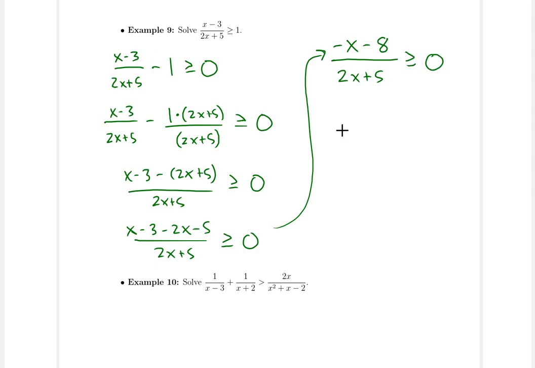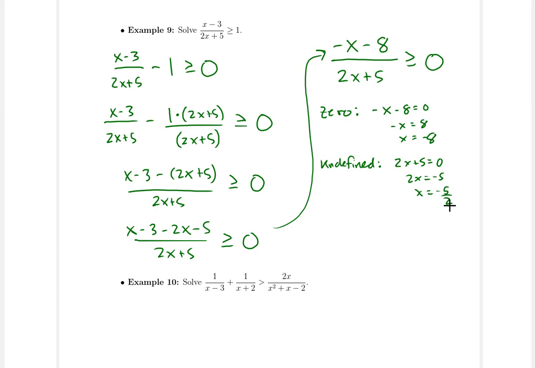So, once again, we got to figure out when this thing is going to be 0. Well, clearly, when negative x minus 8 equals 0, which means negative x equals 8, which means x equals negative 8. So that's my 0. And we are undefined when 2x plus 5 equals 0. So 2x equals negative 5, so x equals negative 5 halves.